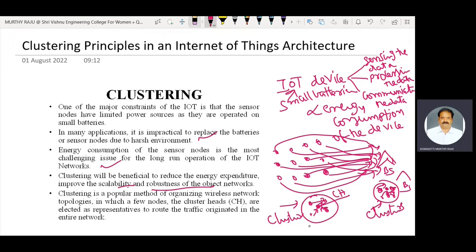Scalability means it is easy to add new devices to clusters, compared to other approaches. Robustness means the IoT device has the ability to withstand any conditions. Clustering will be beneficial to reduce the energy expenditure and improve the scalability and robustness.